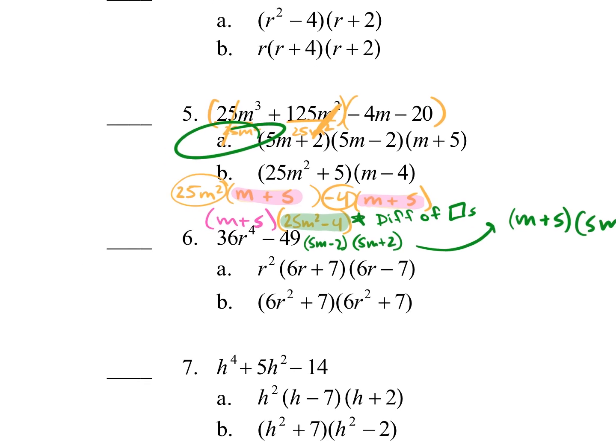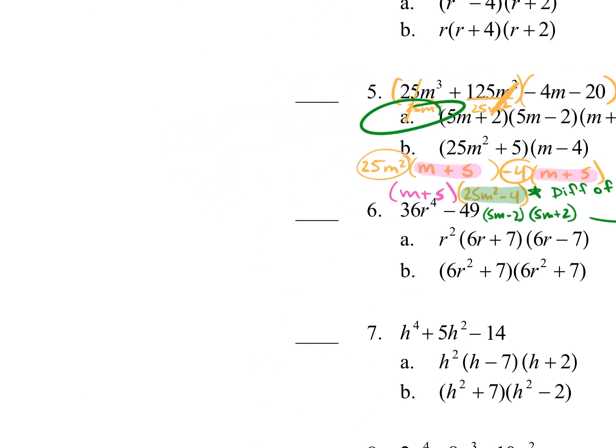All right, let's take a look at number 6. I'm going to rewrite it on the side over here so we have more room. 36r to the 4th power minus 49. What's special about this?